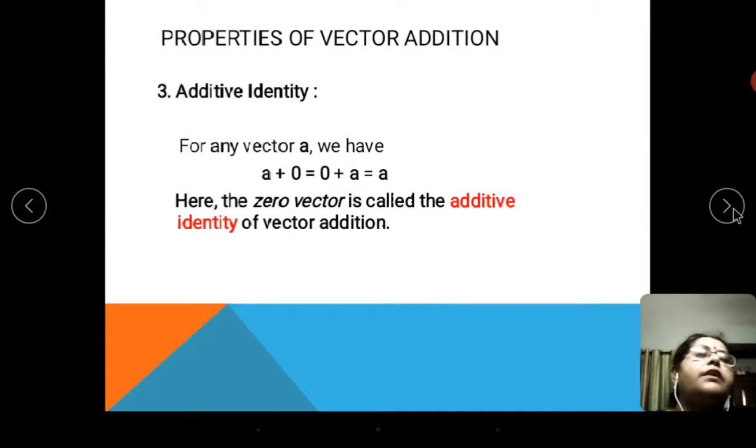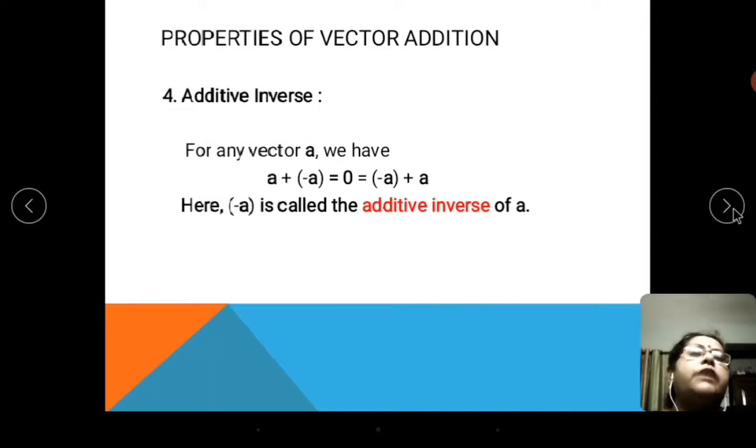And next we have the last one, the additive inverse. Any vector A plus minus A will be the null vector. Why? Suppose A represents the displacement from A to B, the AB vector. If we go back, we will come from B to A again. So ultimately the starting point and the terminal point will be the same. So it will give the 0 vector, and this minus A is called the additive inverse of A.